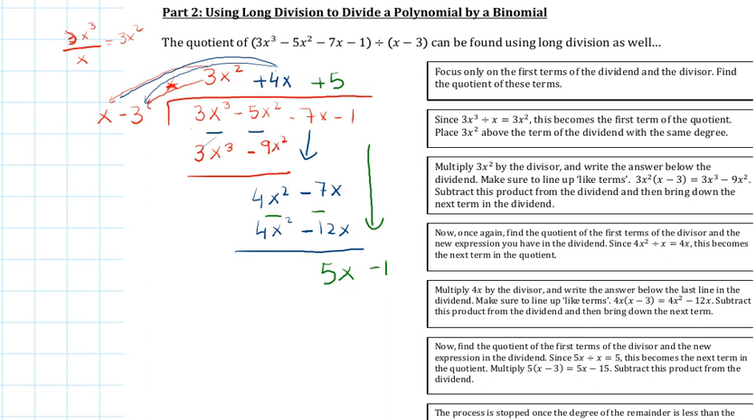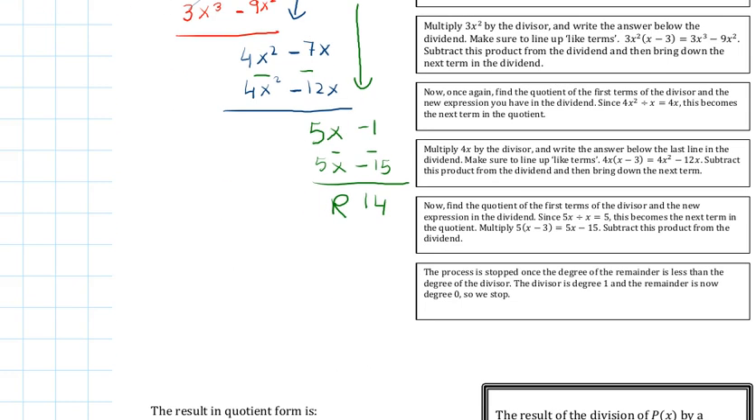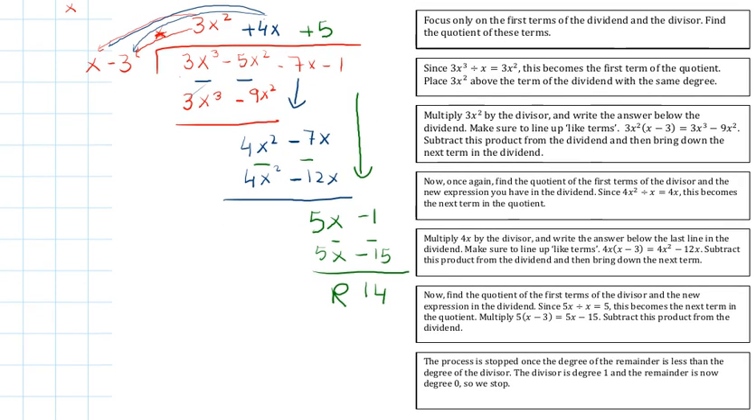Again, if I divide 5x by x, we're looking at the first term all the time. 5x divided by x gives me 5. And then 5 times x is 5x. 5 times negative 3 is negative 15. And then we're going to subtract both terms, and that's going to end up with a remainder of 14.